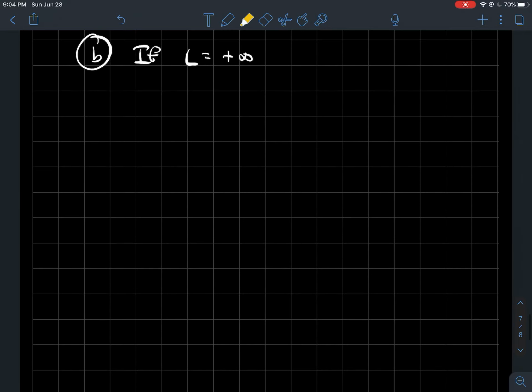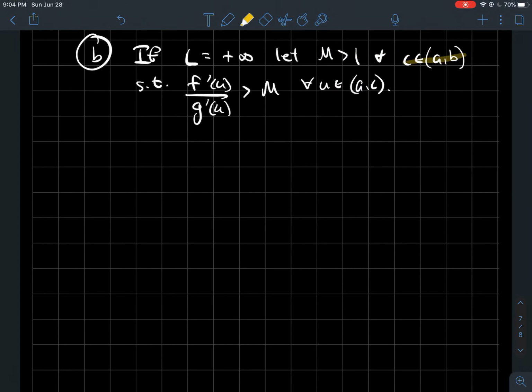Part B was to assume that L is infinity. So in other words, what if the limit of the quotient of the derivatives is infinity? Now I want to show that the limit of f over g is also positive infinity. So let's think about what that means. If you were to have any positive number m, say bigger than 1, and if you were to take a c between a and b, you should be able to ensure that f prime of u over g prime of u is larger than m for every u between a and c.